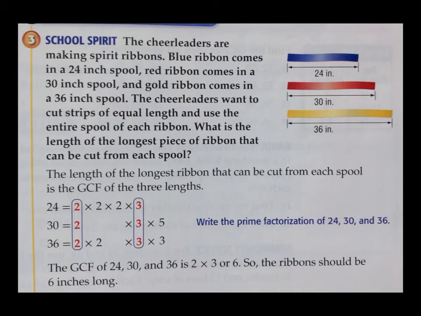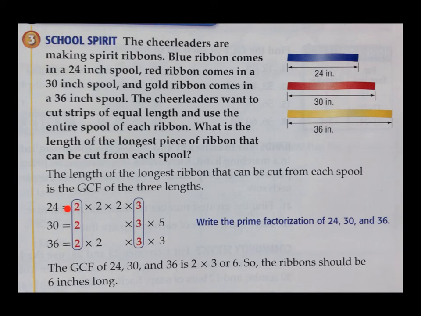So here's an example of a problem where you might use the greatest common factor to find the answer. So it says the cheerleaders are making spirit ribbons. Blue ribbons come in a 24-inch spool. So there's that. Red ribbons come in a 30-inch spool, and the gold ribbons come in 36-inch spool. The cheerleaders want to cut strips of equal length and use the entire spool of each ribbon. What's the length of the longest piece of ribbon that can be cut from each spool?